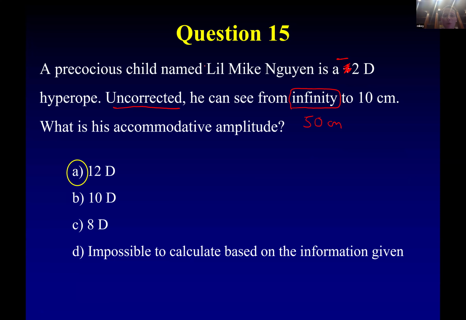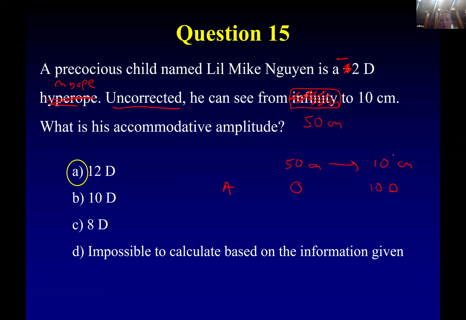So let me change it to this. Let's say a precocious child is little Mike Nguyen. He's a -2 diopter myope. Uncorrected, he sees from 50 centimeters to 10 centimeters. What is his accommodative amplitude? I do the same process. You're going from 50 centimeters to 10 centimeters. A -2 diopter myope, when they're completely relaxed, they're not accommodating at all. Their eye just has 2 diopters of extra power built in. So they're using 0 accommodation to see at 50. That's in their completely relaxed state. And then they're using 10 diopters to get to 10 centimeters.